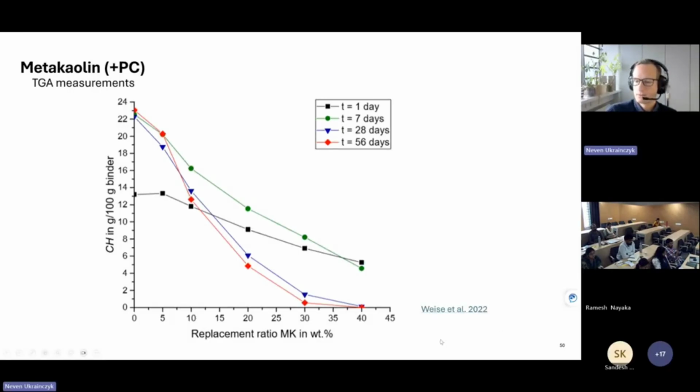Yeah, we also did many studies on metakaolinite and Portland cement. And actually, if you add 30% of metakaolinite, with 56 days of reaction with Portland cement, you would have almost complete consumption of portlandite.